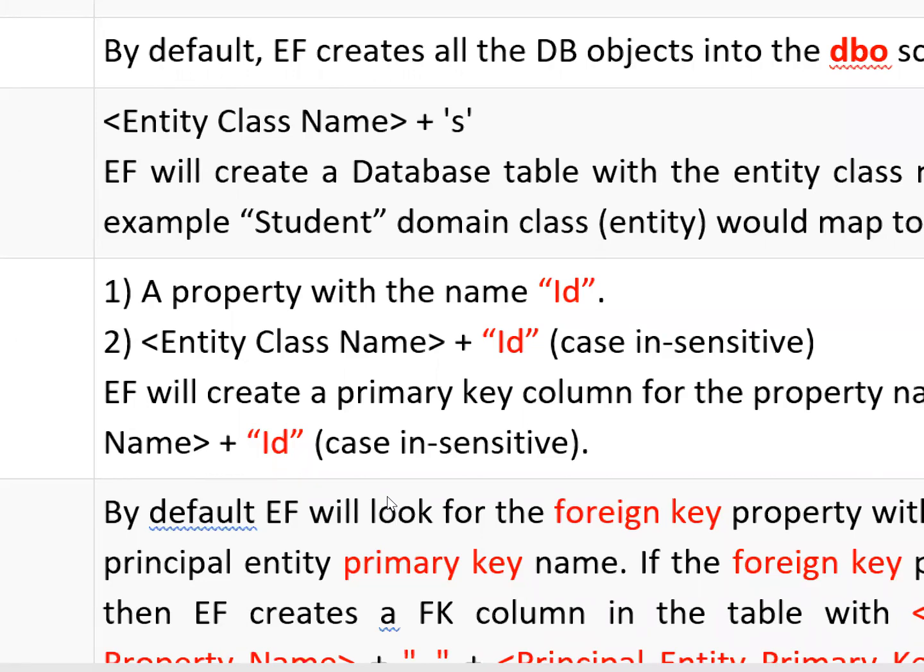Why did those columns become the primary key columns? Because that is the Entity Framework Code First convention. That's a convention already available there. That's the reason why you got it automatically.